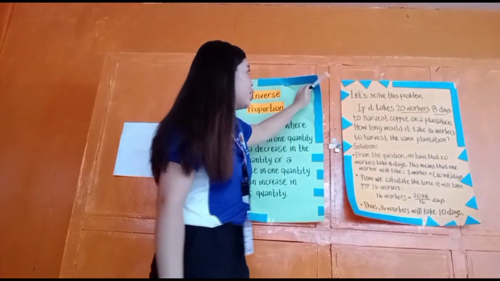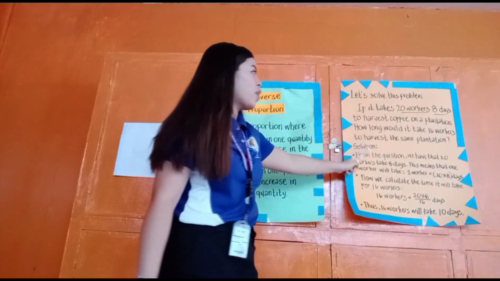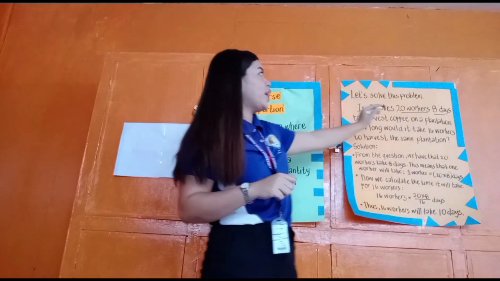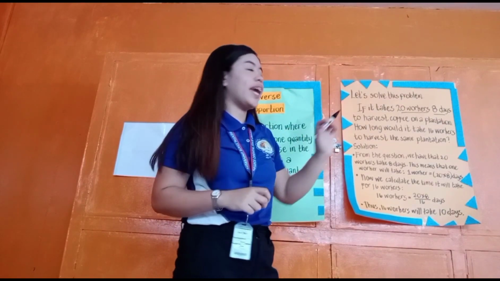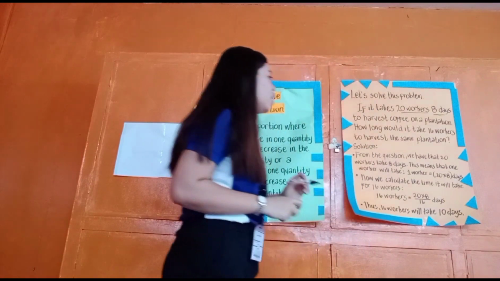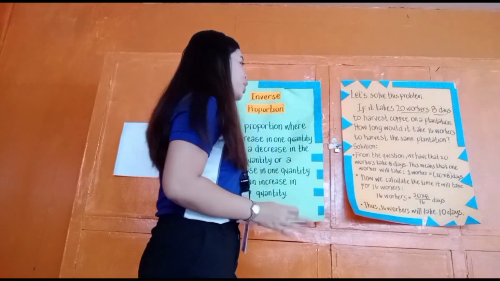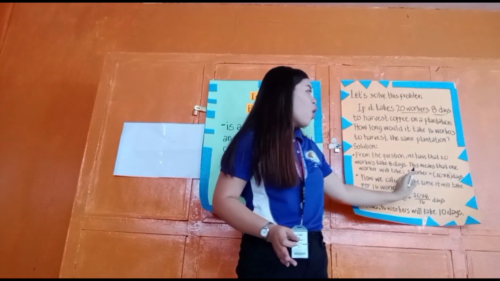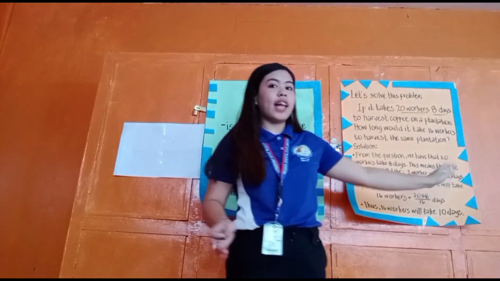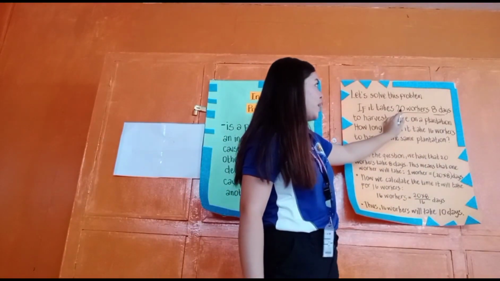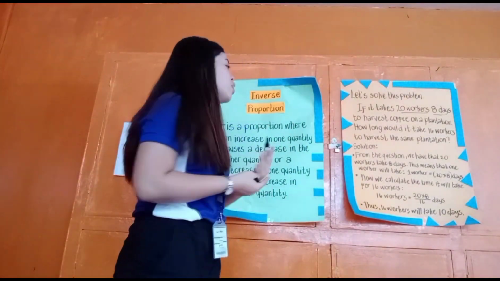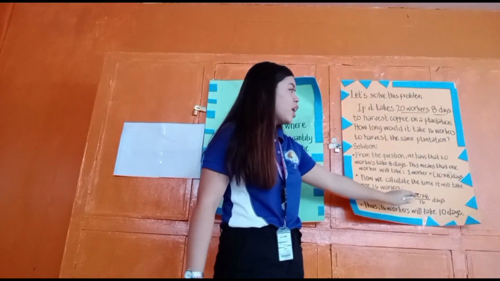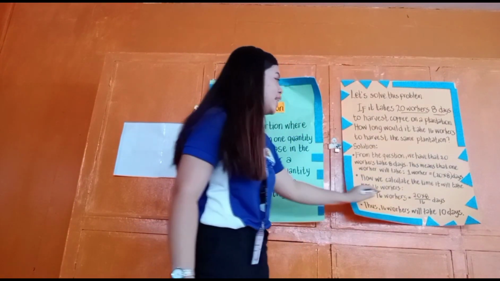Now, the solution here is that from the question, we have 20 workers and they take 8 days to work. So this means that one worker equals 20 times 8, since there are 20 workers and 8 days. Now we calculate the time it will take for 16 workers. So 16 workers equals 20 times 8 over 16.